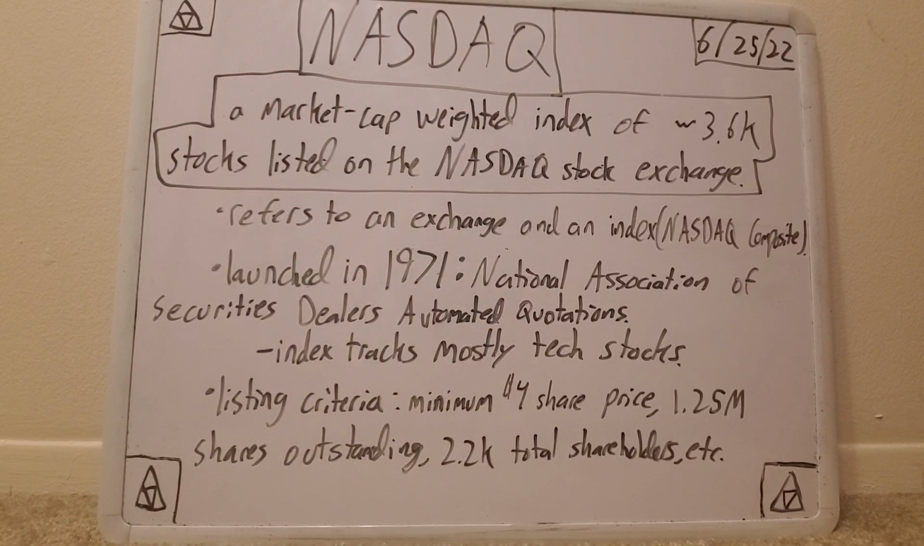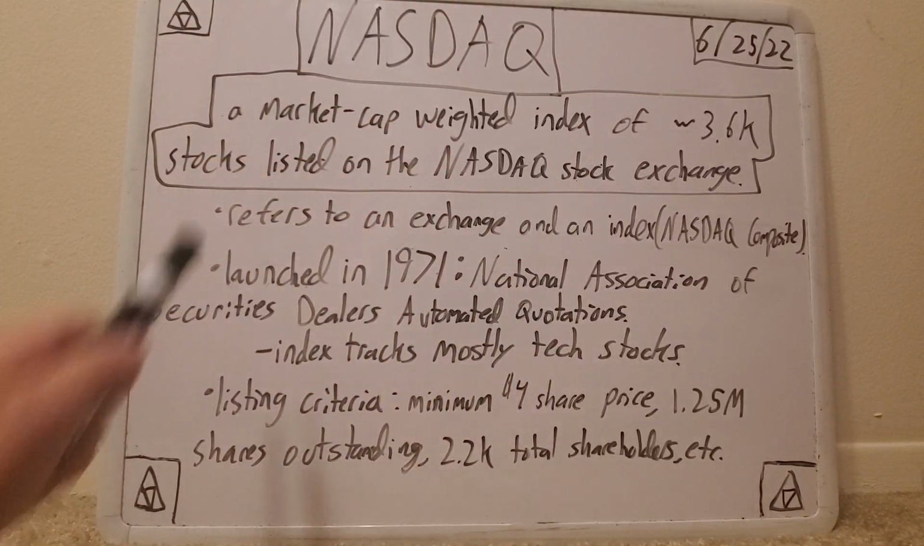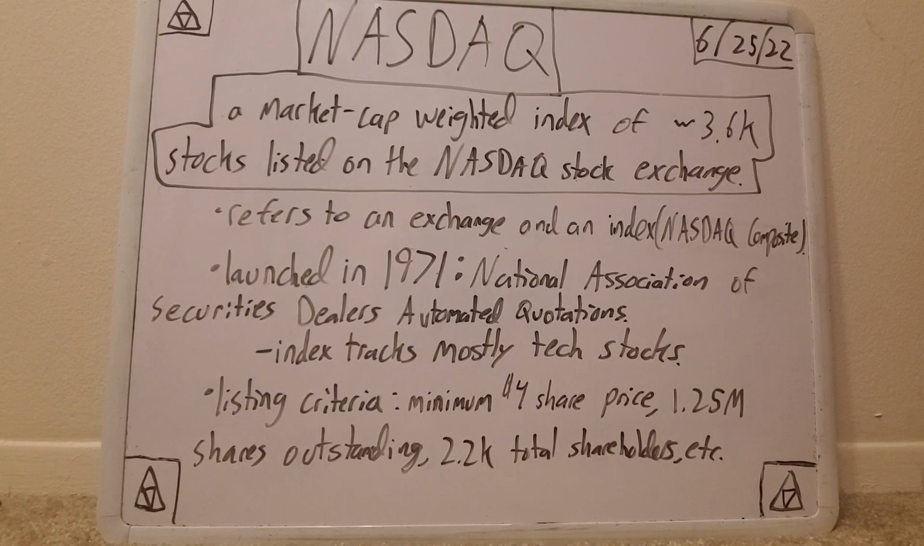So the NASDAQ is a market cap weighted index, similar to the S&P 500 because that's also a market cap weighted index. But the NASDAQ has about 3,600 stocks currently listed on it. And these stocks are listed on the NASDAQ Stock Exchange. So that being said, the NASDAQ can refer to either the stock exchange NASDAQ or the index NASDAQ. And the index is called the NASDAQ Composite.